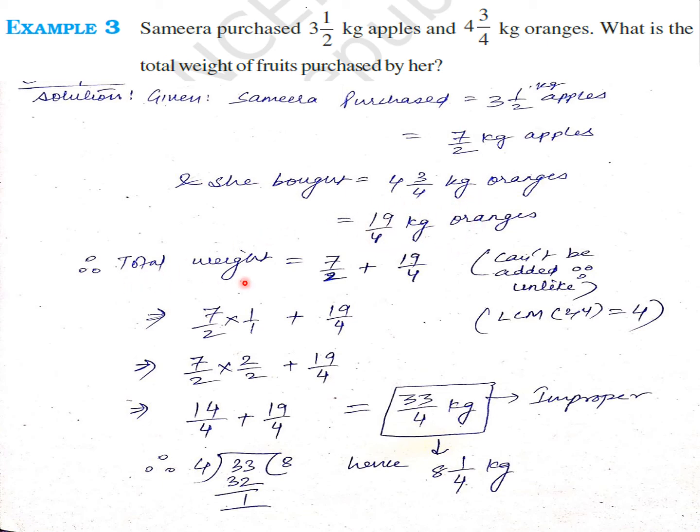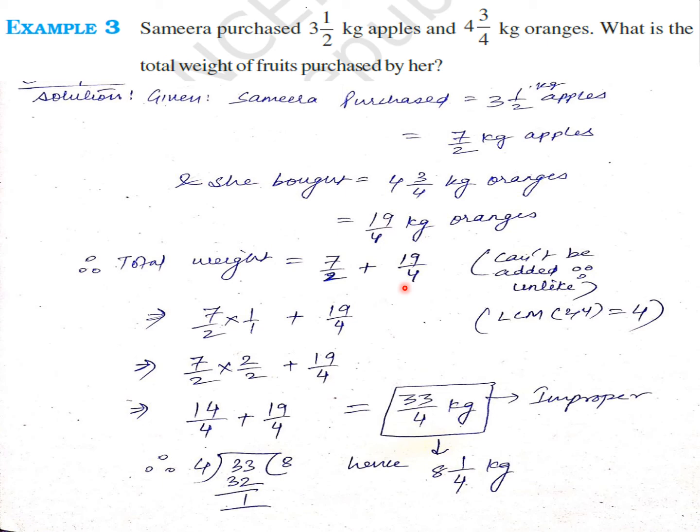Now total weight will be given by addition of these two fractions. But again, first check, are they like fractions? Because to add two fractions, or to subtract two fractions, they first must be made like fractions. And we know as the denominators are different, here denominator is 2, here denominator is 4, so we can say they are not like fractions. So first we will make them like fractions.